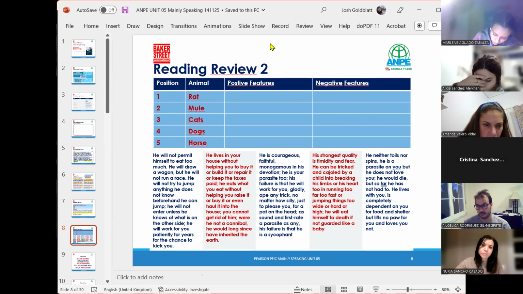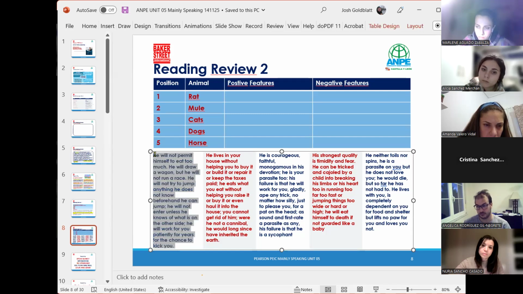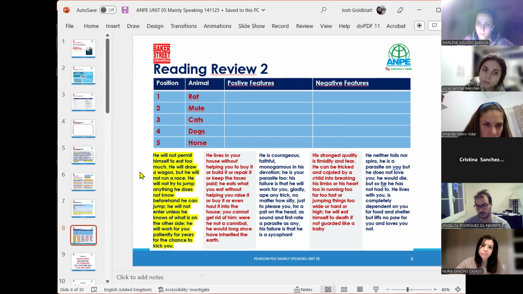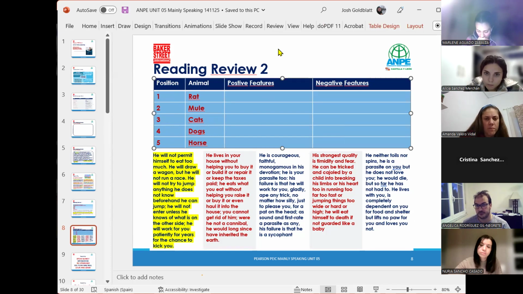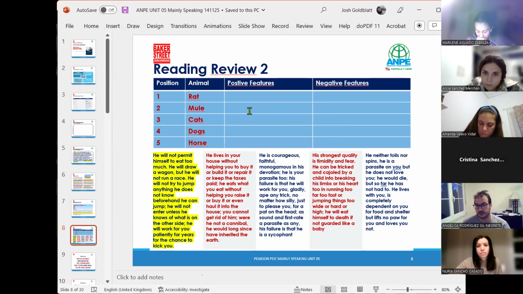And let's see. So number one, what animal is this? Is that the rat, the mule, the cat, the dog, or the horse? Mule. So this is the mule. Okay. So this is number one. What are the positive features of the mule?